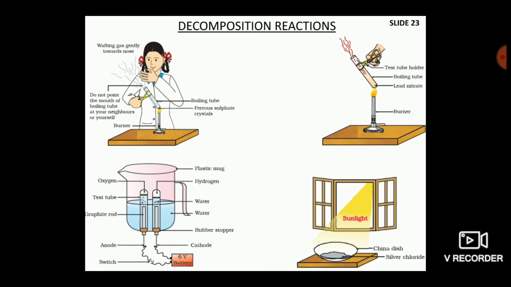The electrodes are connected to a 6-volt battery. Two test tubes filled with water have been inverted over the two carbon electrodes. The current is switched on and the apparatus is left undisturbed for some time. Bubbles are formed at both the electrodes. These bubbles displace water in the test tubes. In one of the test tubes, oxygen gas is collected and in the other test tube, hydrogen gas is collected.